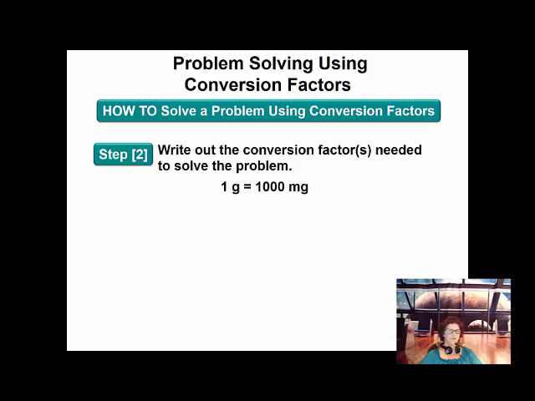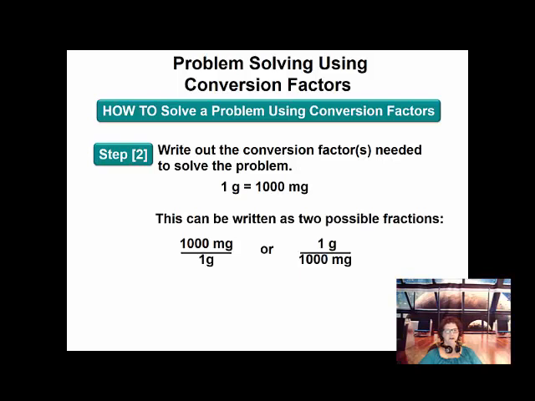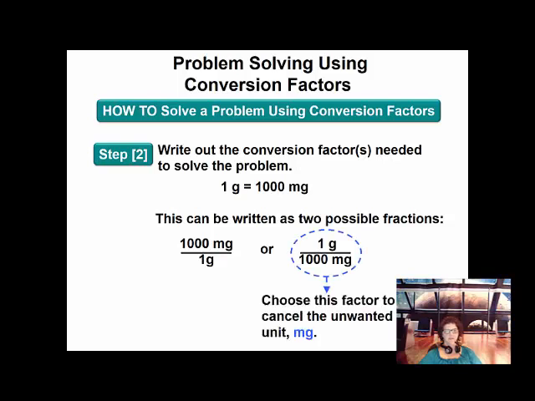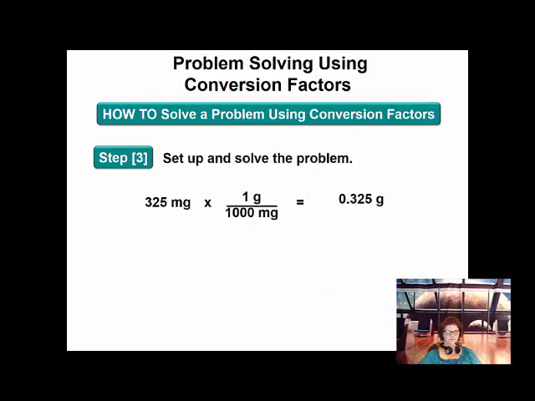So I know 1 gram is equal to 1,000 milligrams. I can go back and look that up. All right, and remember, I can write it either way, 1,000 milligrams over 1 gram or 1 gram over 1,000 milligrams. I'm going to choose this one because the one I'm starting with is milligrams. So 325 milligrams times 1 gram over 1,000 milligrams is going to give me 0.325 grams. Now, you might say, well, there's only one significant figure in that number. Right, remember, equalities have what?